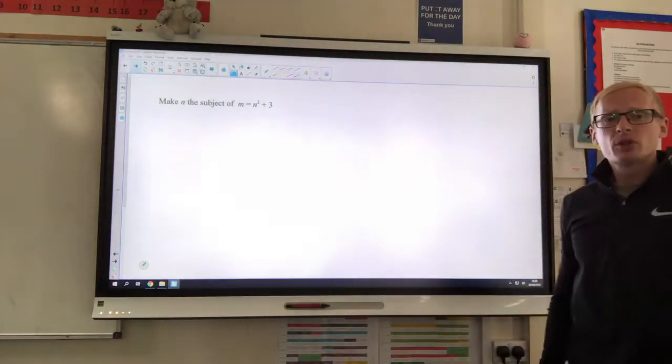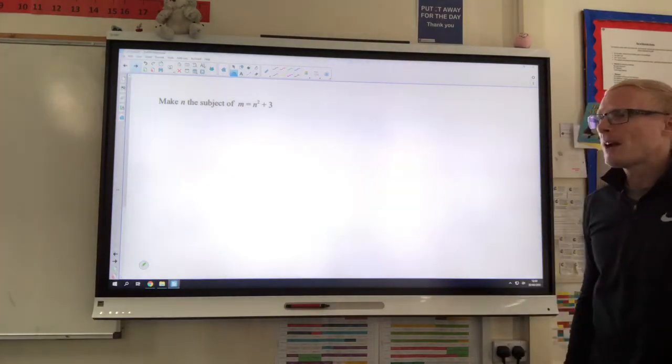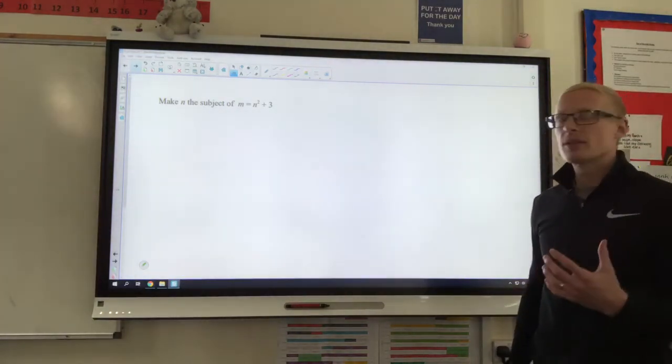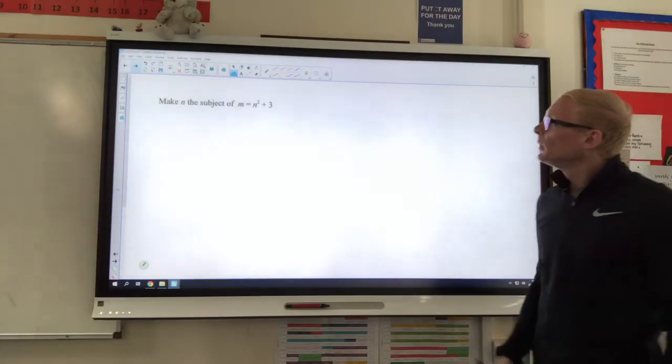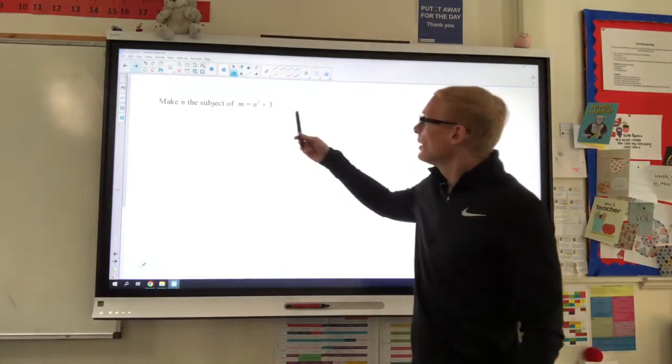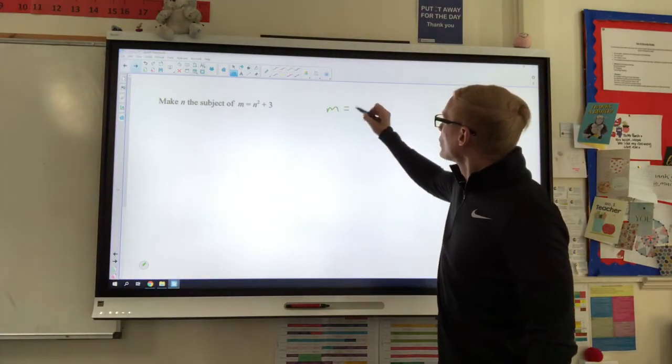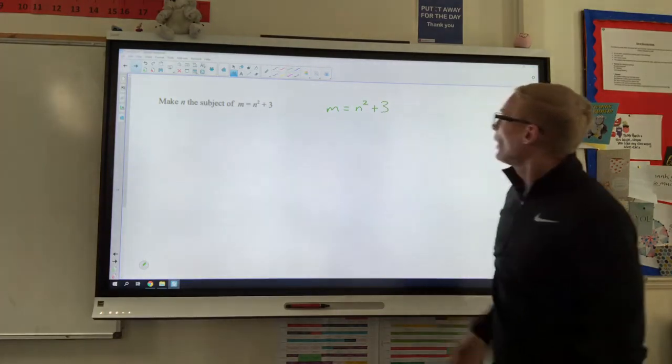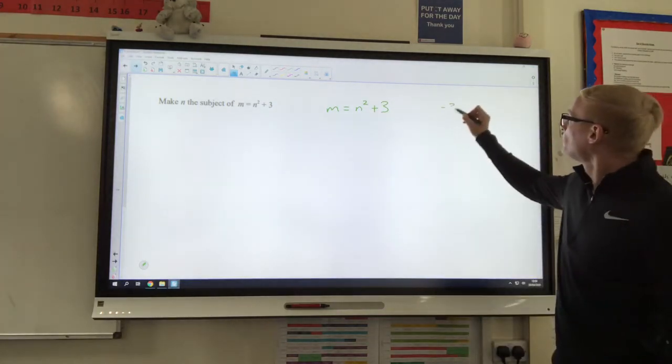So third example, slightly more difficult this time. Not massively, it's just a case of understanding how to do the opposite of squaring something. So we're looking to make n the subject here. So m equals n squared plus 3. First thing I need to do is move the 3.